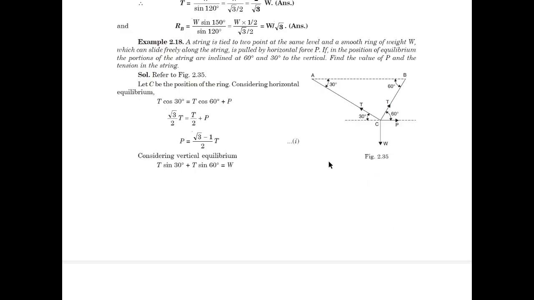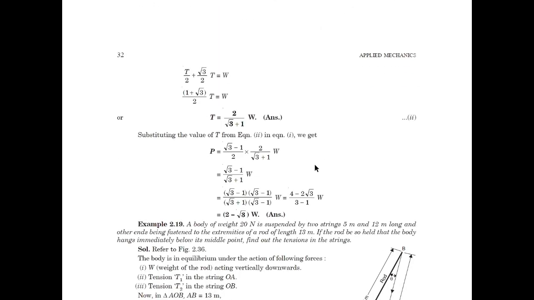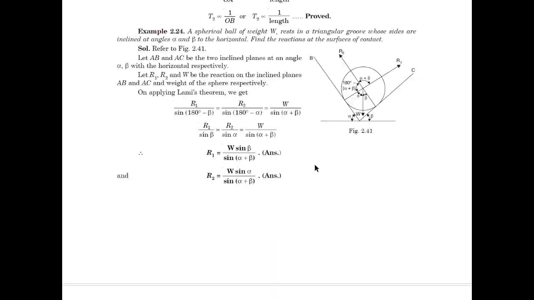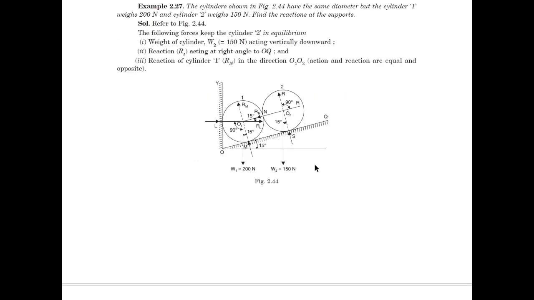Next example, we will straightaway go to 2.27 that I have noticed. The cylinders shown in figure 2.44 have the same diameter, but cylinder 1 weighs 200 Newton and cylinder 2 weighs 150 Newton. Find the reaction at the support. So the arrangement is shown like this over here.